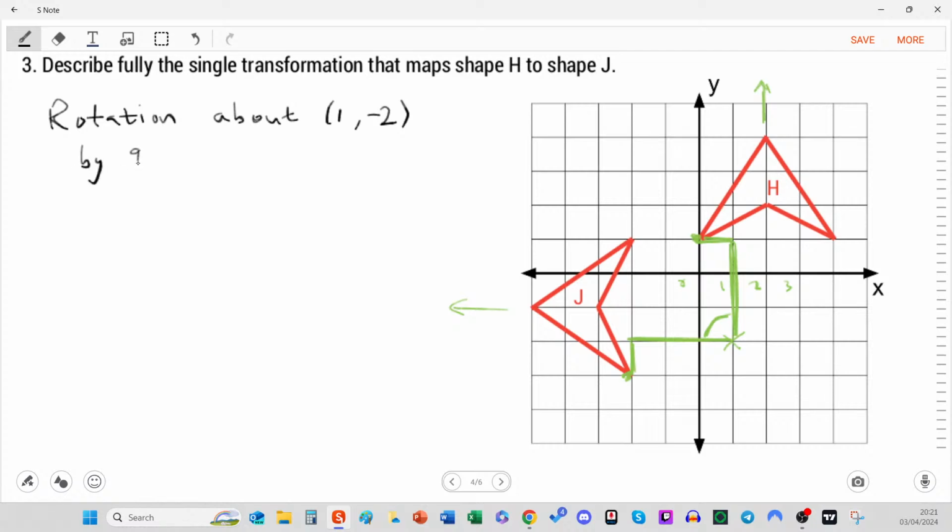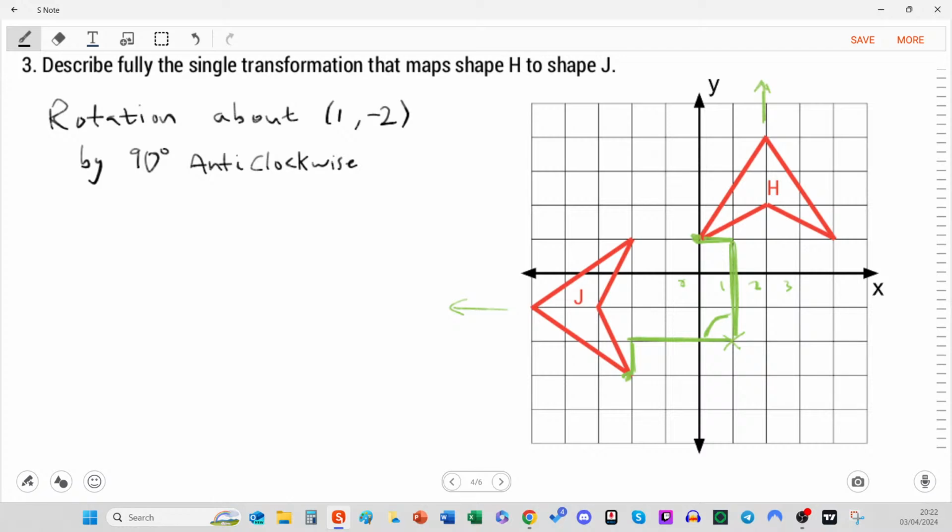By 90 degrees, are we missing something? You probably wrote this too, anti-clockwise. Because if you went the other way, it would be 270 degrees clockwise, but that would be fine too. And there you go. That's how we're finding the transformation that mapped it. So we've covered rotation there.